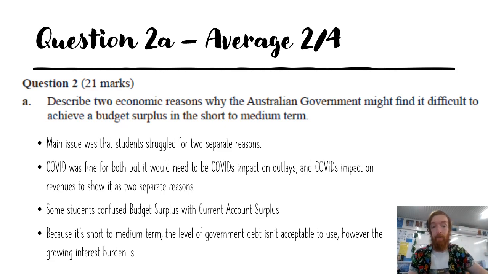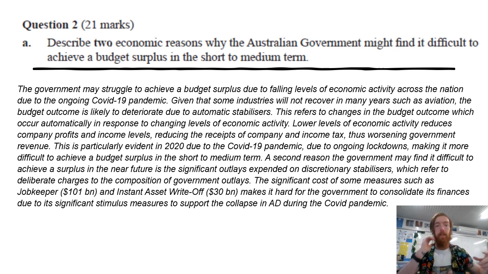So the sample answer that came from VCE looks like this. The government may struggle to achieve a budget surplus due to falling levels of economic activity across the nation due to the ongoing COVID pandemic. Really clear reason straight away. Given that some industries will not recover for many years, such as aviation, the budget outcome is likely to deteriorate due to automatic stabilizers. So once again, being really clear about that. Giving an example of an industry, also great.